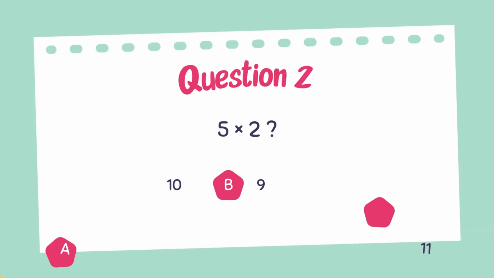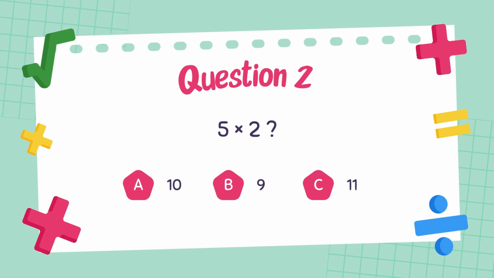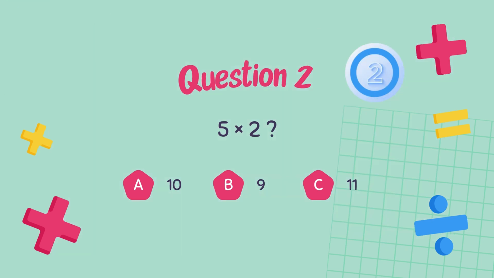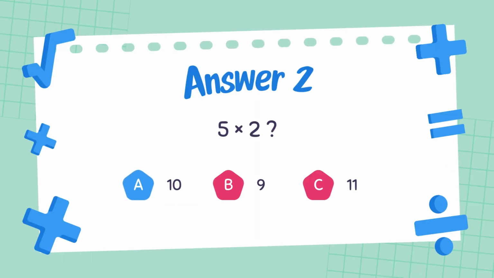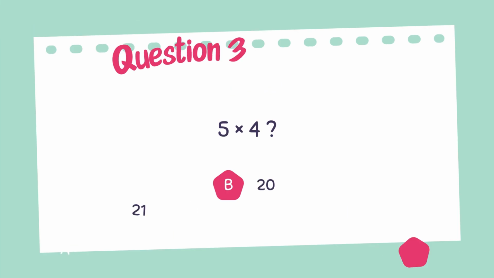Question 2. What is 5 times 2? Is it A, 10, B, 9, or C, 11? The answer is A, 10. Nice job.